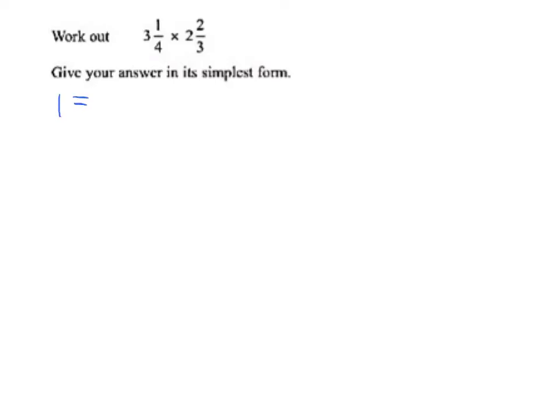1 whole is 4 quarters. So 3 wholes is 12 quarters. Then we have the extra quarter. So altogether, this equals 13 quarters. A faster method of doing this would be to multiply the bottom by the whole number, add on the top. 4 times 3 is 12, add on 1 gives me 13.